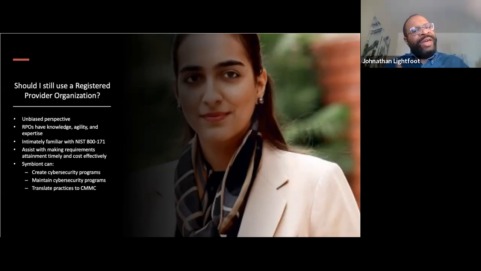Well, now with the self-attestation, there is no C3PAO for a level 1. And also, depending on the bifurcated standards, you possibly don't even need one for a level 2, right? Because level 2 does allow self-attestation for certain projects or contracts. So now the question comes, well, gee, if we can do our own self-attestation, why do we need to use an RPO? And there's several reasons, I would say.